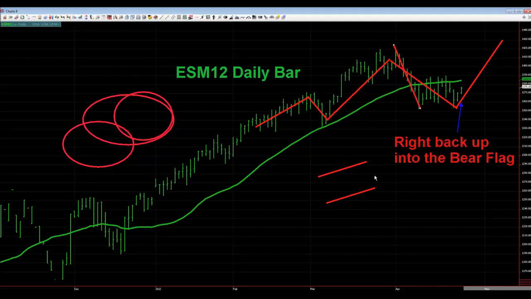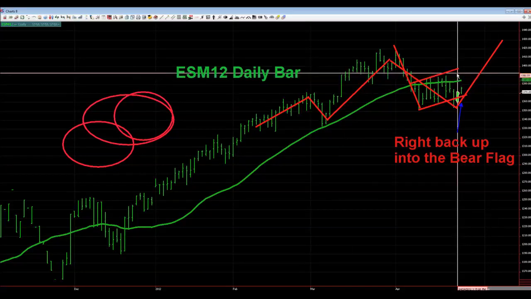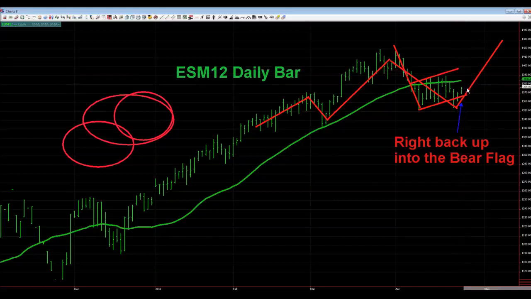The market looks like we are right back into the bear flag, and that should propel us at least to the top of the flag, giving us a couple of bullish days.